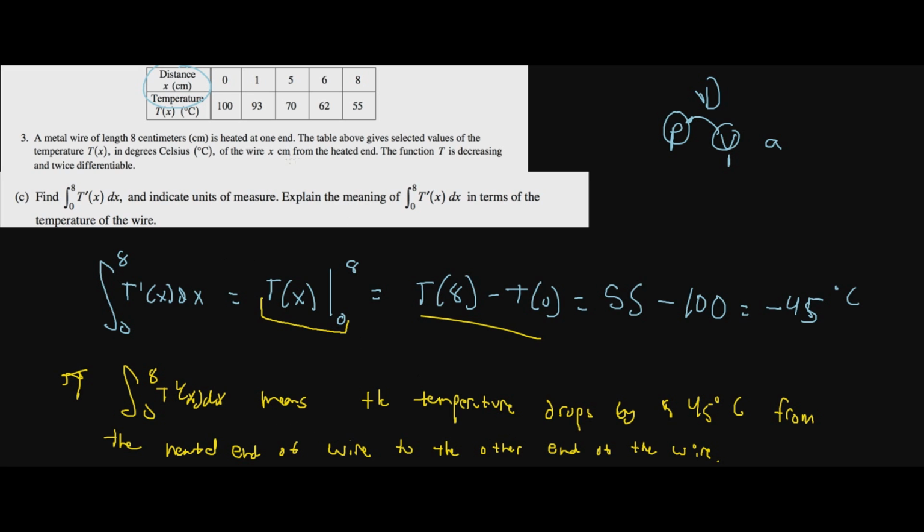And that's pretty much what we have right here. It's heated at one end. It gives us the temperature of the wire x centimeters from the heated end. So it's telling us how much the temperature has dropped of this metal wire. So there you go, my friends. So that is the explanation there. Let's go to part D.